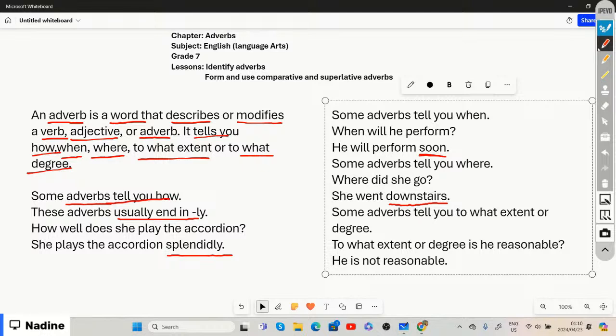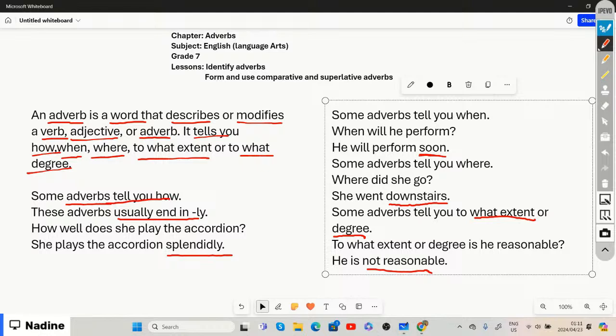And then we have some adverbs that tell us to what extent or to what degree, right? And a question can be, to what extent or degree is he reasonable? And then we can say, he is not reasonable. And that is our adverb, right?